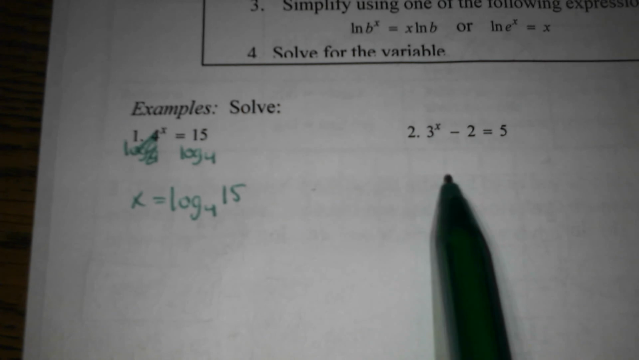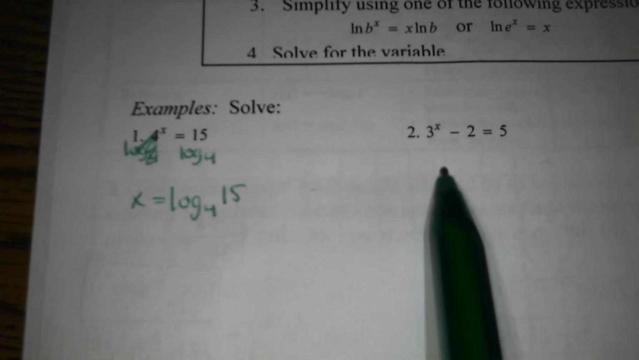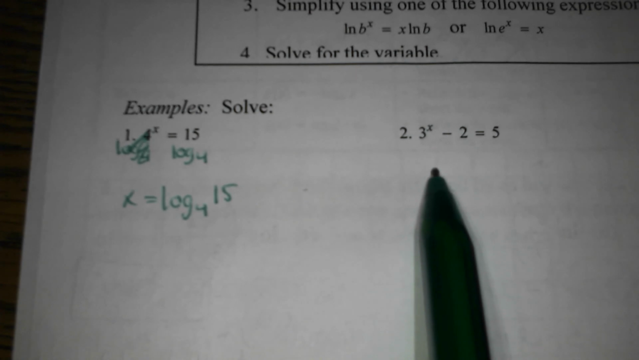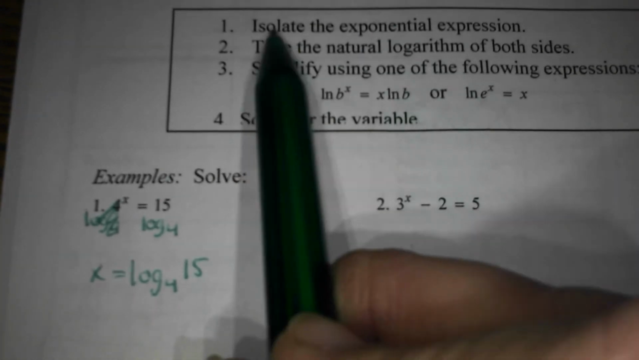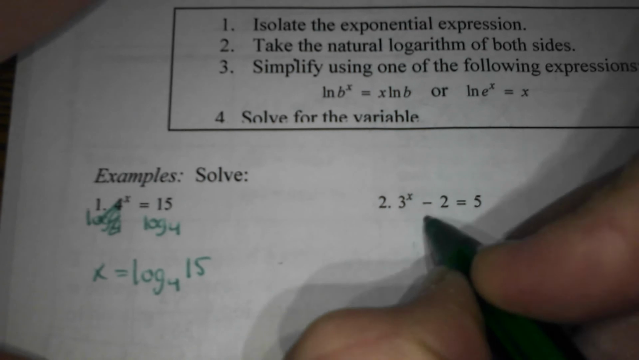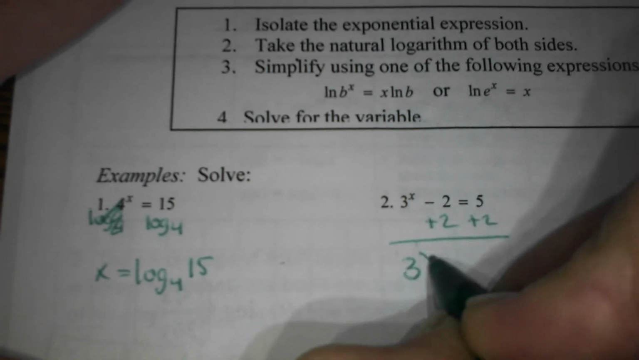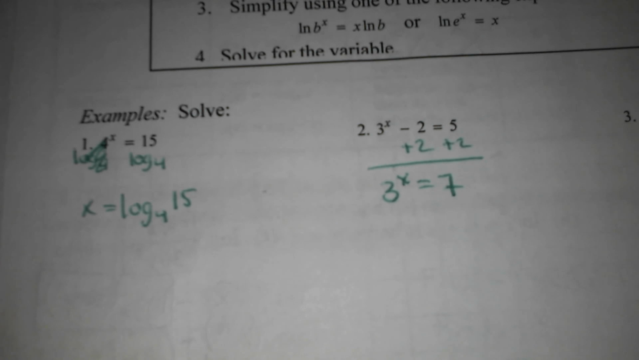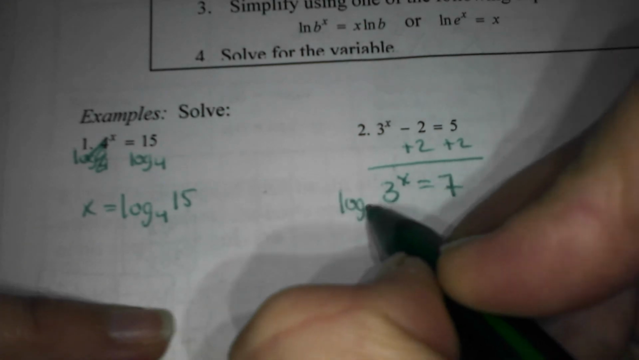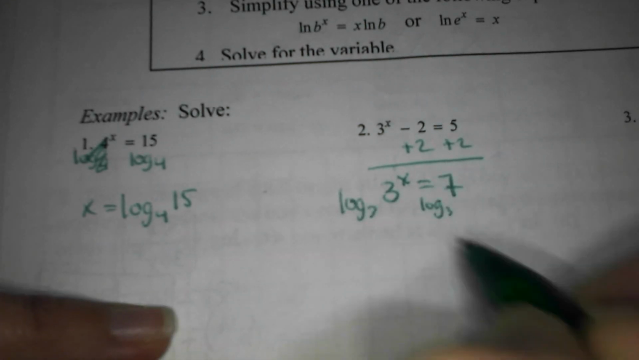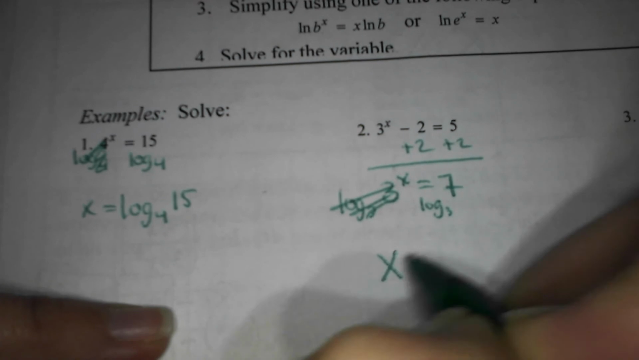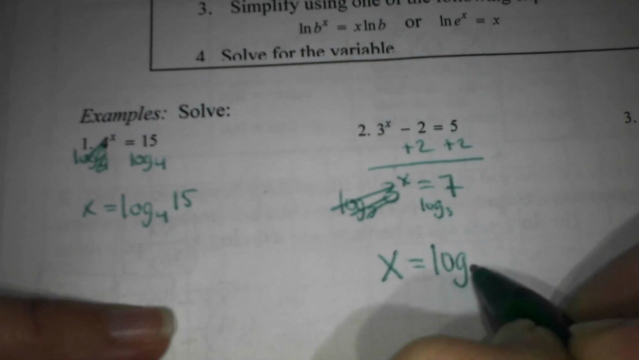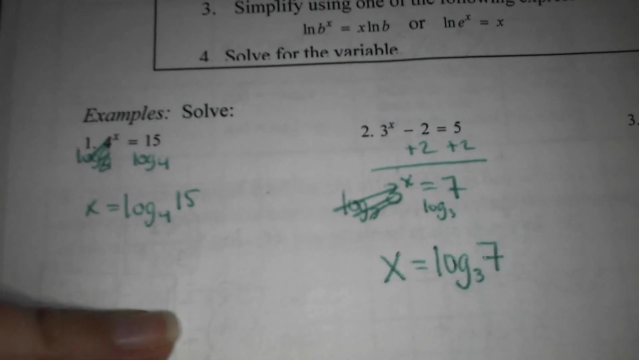So Ryan, this one on number 2 is going to be log base what? 3. Okay, but on number 2, we can't take it right away. We got to add the 2 over, because step 1 is isolate the exponential expression. So you add your 2, you have 3 to the x equals 7, and then as Ryan said, you would take log base 3 of both sides. Log base 3 of 3 cancels, leaving just x all by itself, and you get log base 3 of 7.